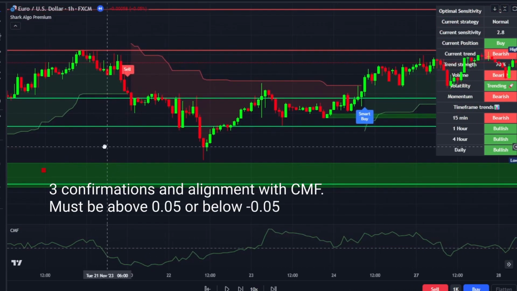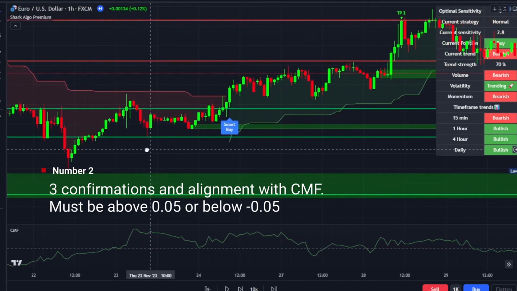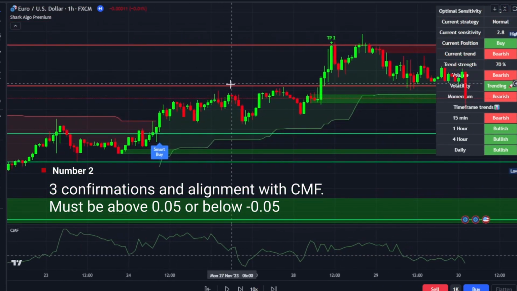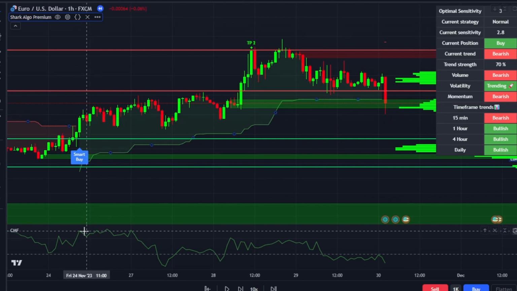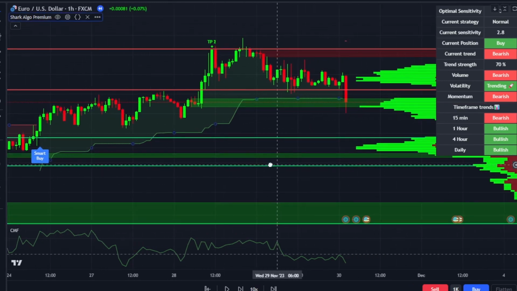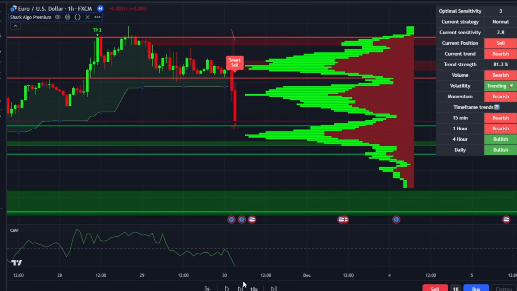Number 2. We need at least 3 confirmations to be aligned, which means we need to have the trend, the buy or sell signal, and the CMF to all fit within our criteria. Once we see this, and the CMF is above 0.05 for a buy, and below negative 0.05 for a sell, this is our trigger to enter the trade.